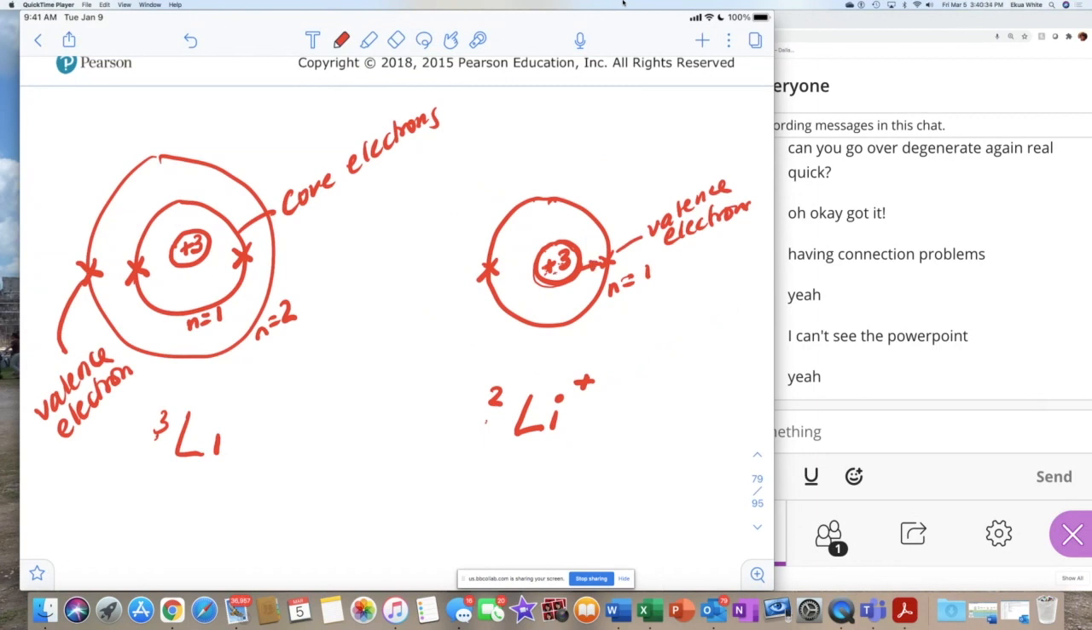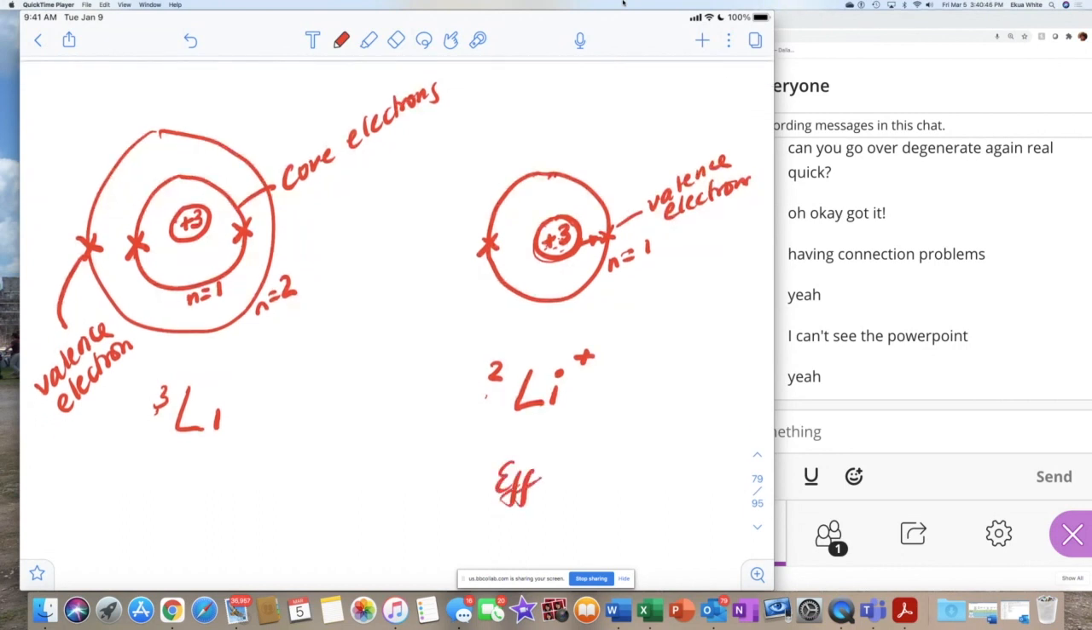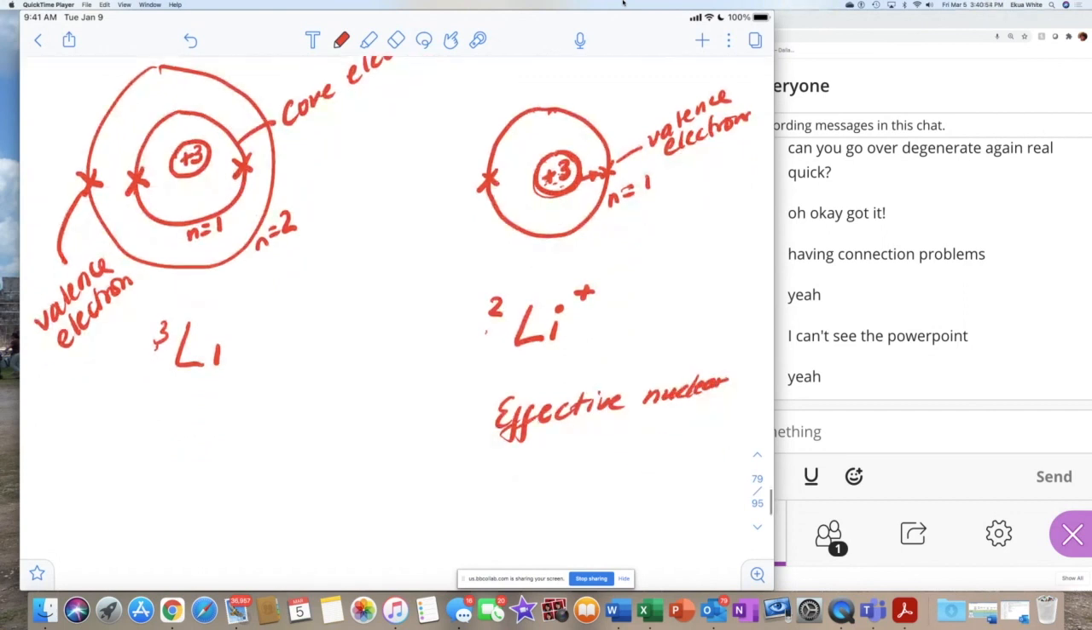So now the nucleus is pulling on this valence electron with a greater charge, with a greater effective nuclear charge. So those are the 2 reasons why the size is smaller. Effective nuclear charge becomes plus 3. Because notice these 2 electrons that are now the new valence electrons don't have any other electron in front of them blocking them.